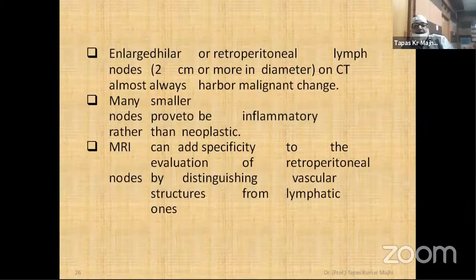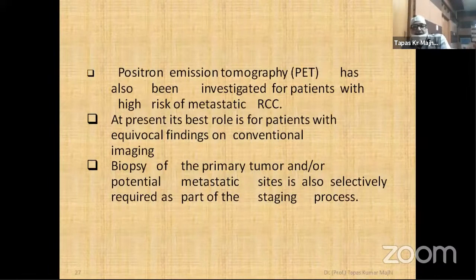Enlarged hilar and retroperitoneal lymph nodes 2 centimeters or more on CT almost always harbor malignant change. Many smaller nodes prove to be inflammatory or reactive rather than neoplastic. MRI can add specificity to the evaluation of retroperitoneal lymph nodes by distinguishing vascular structures from lymphatic ones. Positron emission tomography has also been investigated for patients with high-risk metastatic disease.